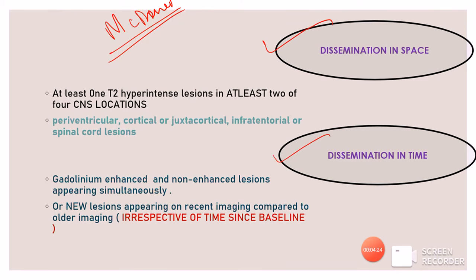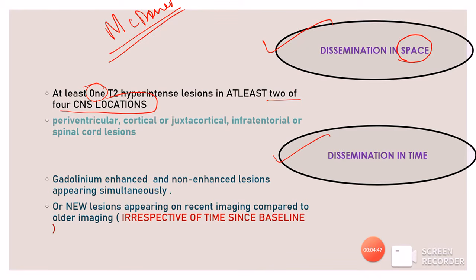Now, dissemination in space means that the patient should have at least one T2 hyperintense lesion in at least 2 of the 4 CNS locations. So to assess the dissemination of space, we are going to assess certain spaces inside our brain. You can even remember it like that. And these certain spaces are 4 in number.